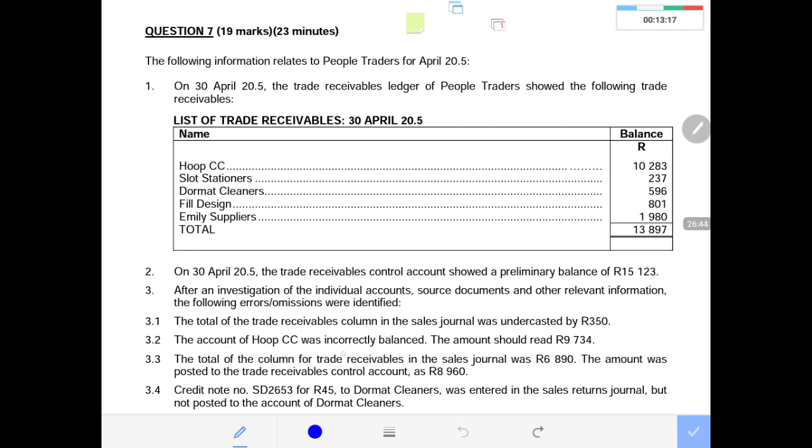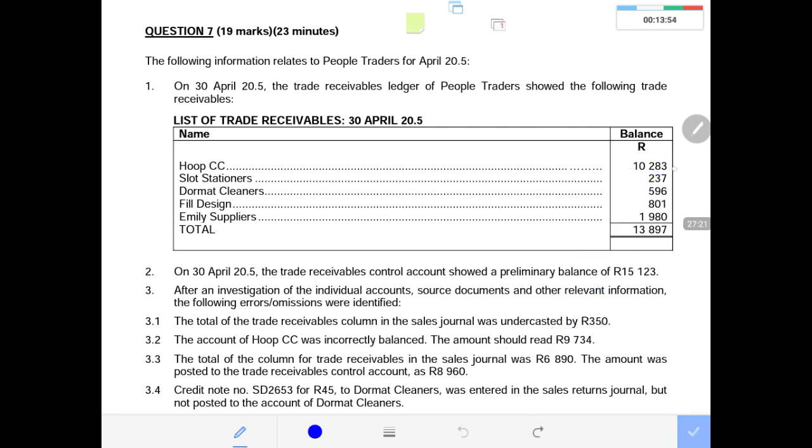It was incorrectly balanced. Let me read that. The account of Hoop Close Corporation was incorrectly balanced. That means the balance of the account of Hoop Close Corporation is incorrect. Let us see now what made it incorrect. Who has done something wrong? It says the amount should be how much? Oh, 9,734. That means how much did we record? We recorded 10,000. How much was it supposed to be? It should have been 9,000.